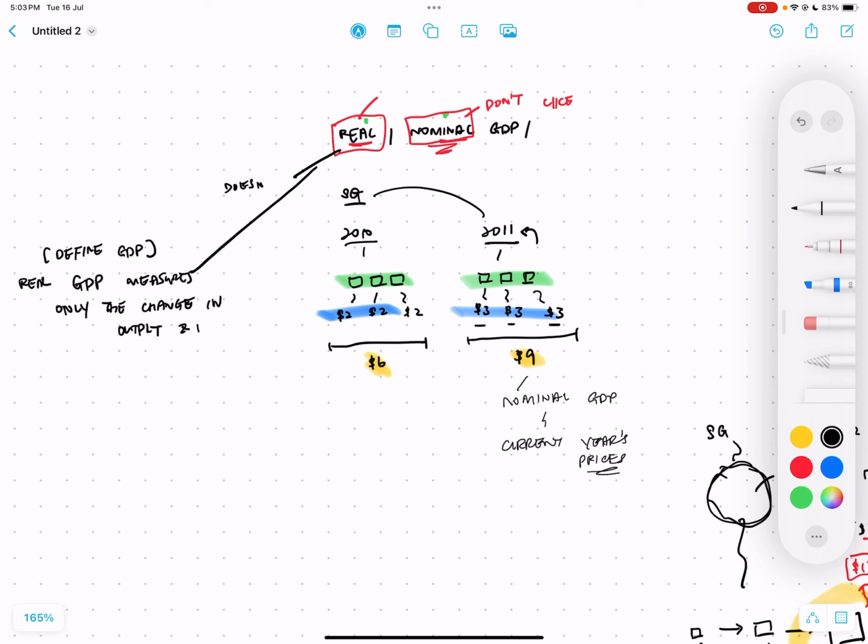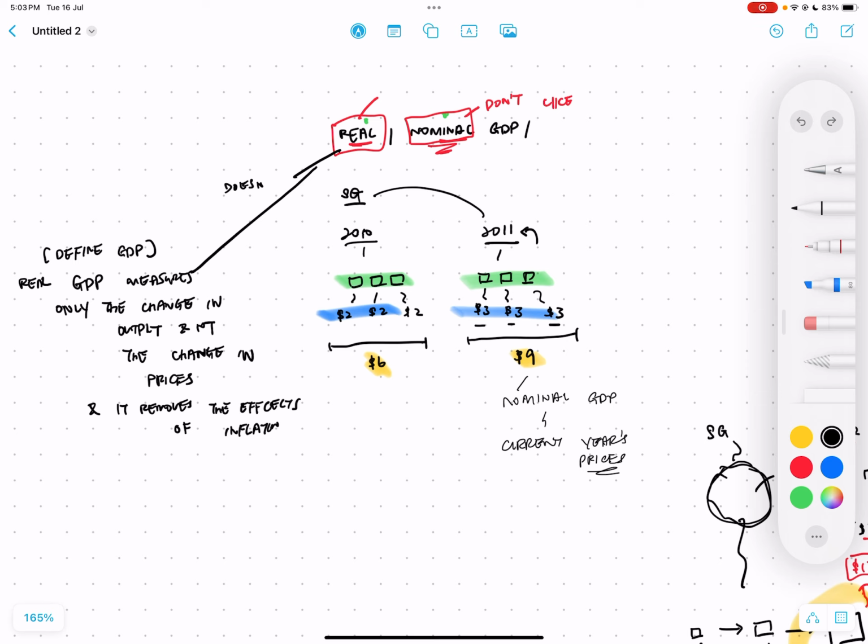and not the change in prices, and it removes the effects of inflation. Inflation is basically price changes lah. Okay, that one we will go through when I get to inflation.